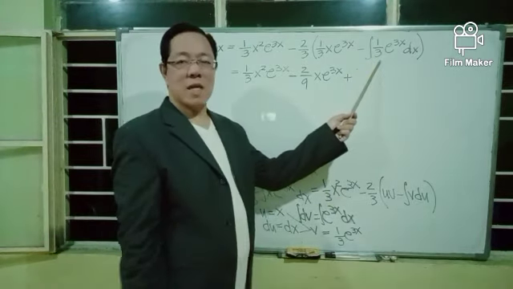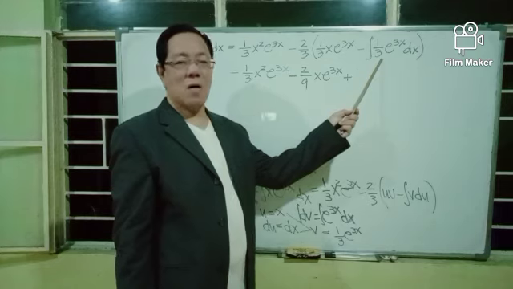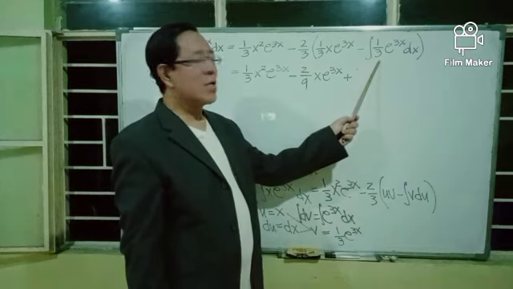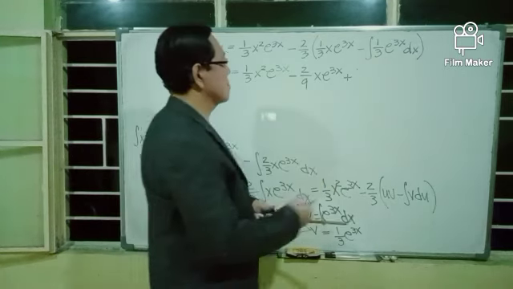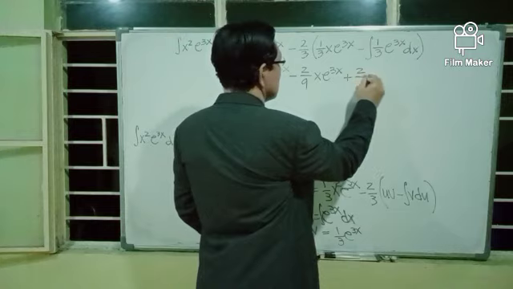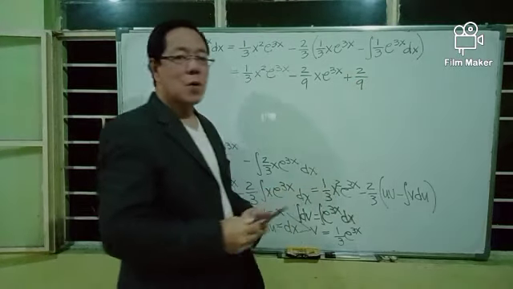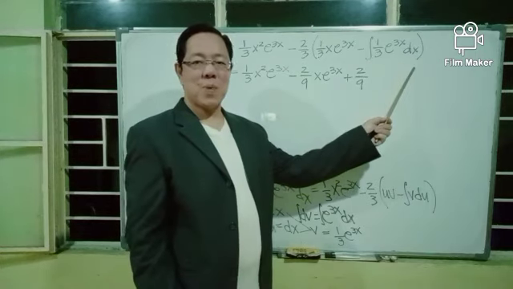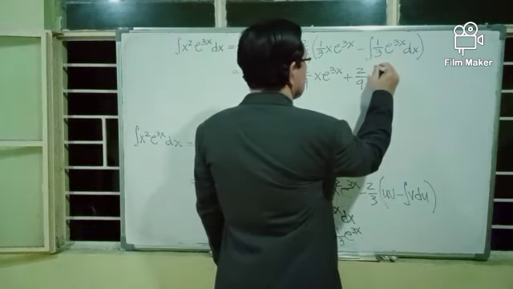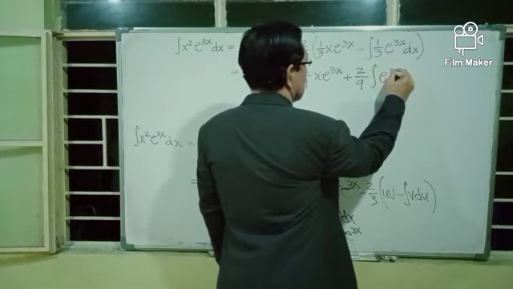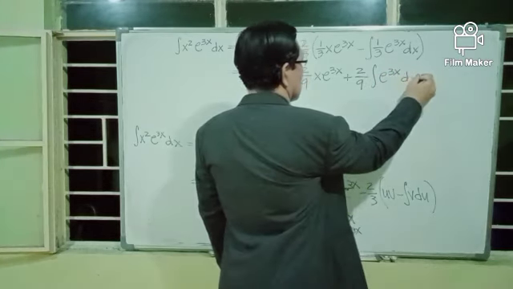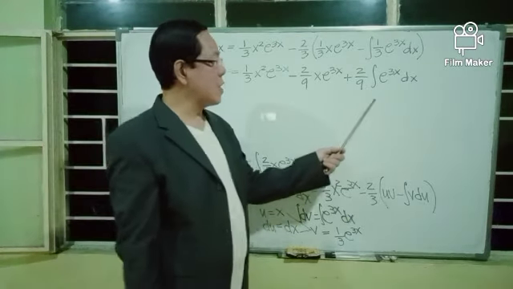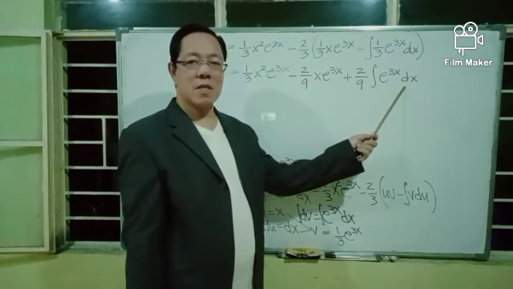And 1/3 here is a constant. You can take this out of the integral sign. And you have 2/3 times 1/3 is 2/9. 2 over 9 times the integral of e to the 3x with respect to x. Now, what is left to do is to integrate e to the 3x dx.